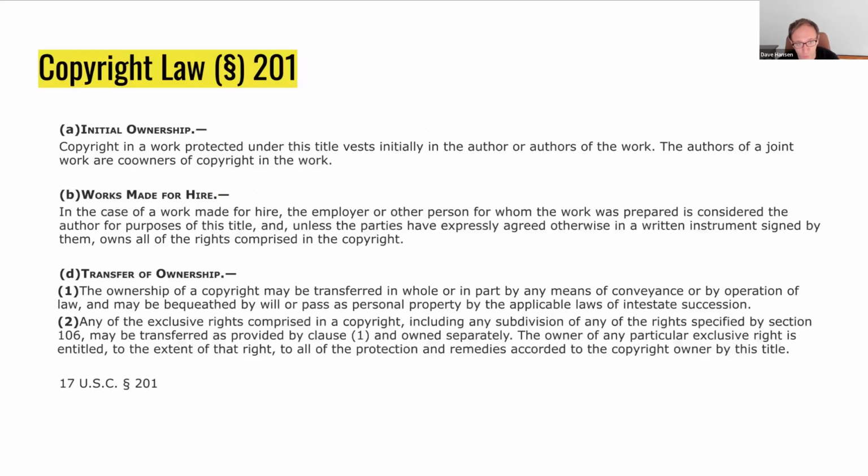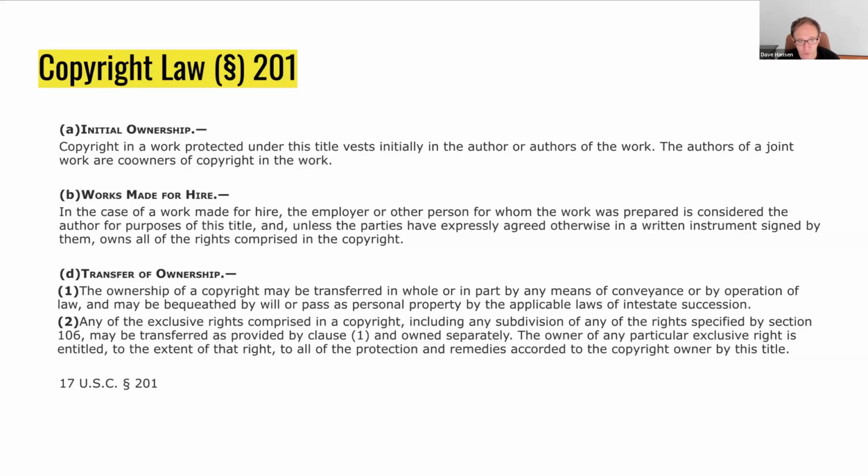So I know this is a 101 series, but I want to talk you through Copyright Law 201. In particular, Title 17 of the United States Code, which is the Copyright Act, Section 201. These are three different pieces of U.S. copyright law that are relevant for this discussion. The first piece is, I think, the most intuitive. It says copyright in a work is protected in and invests initially in the author or authors of the work. That's what we all expect, that authors are the initial copyright holders.